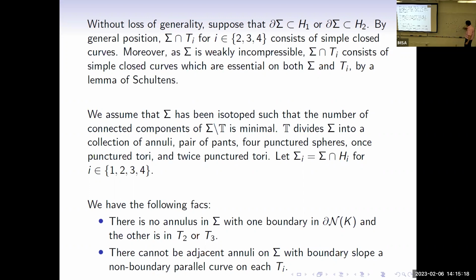adjacent annuli. But if there is adjacent annuli, it can always be something like that. Then if there is something like that, it means that we're doing something like that. Then we can eliminate intersections. We can eliminate intersections.